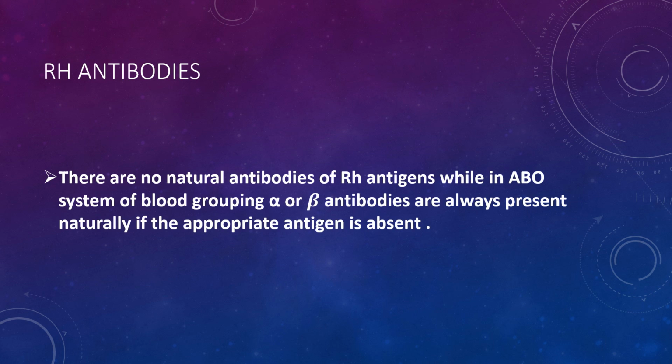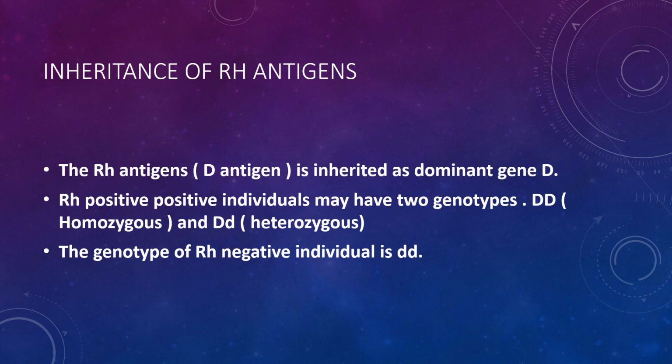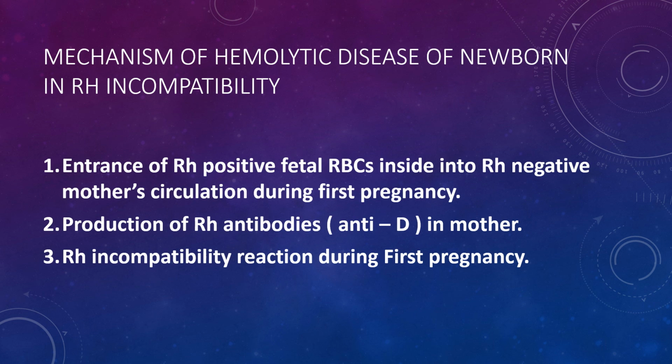There are no natural antibodies to Rh antigens, while in the ABO system, alpha or beta antibodies are always present naturally if the appropriate antigen is absent, as I mentioned earlier with Karl Landsteiner's law, which is applicable only to the ABO blood group system. The Rh D antigen is inherited as a dominant gene D. Rh positive individuals may have two genotypes: capital D capital D, which is homozygous, and capital D small d, which is heterozygous. The genotype of Rh negative individuals is small d small d.